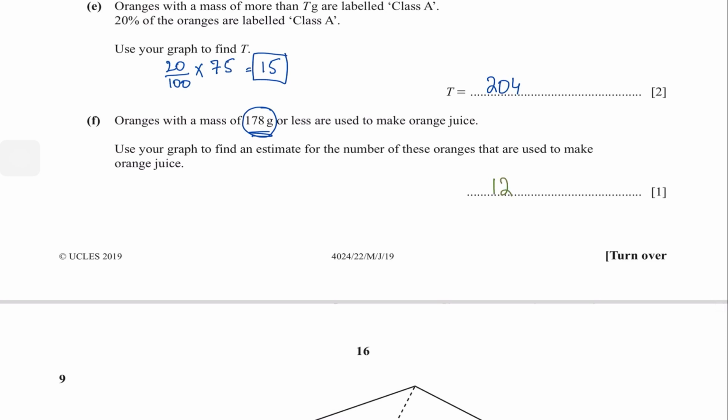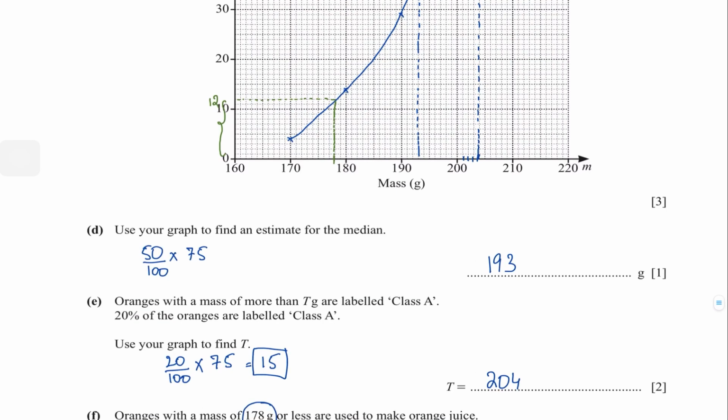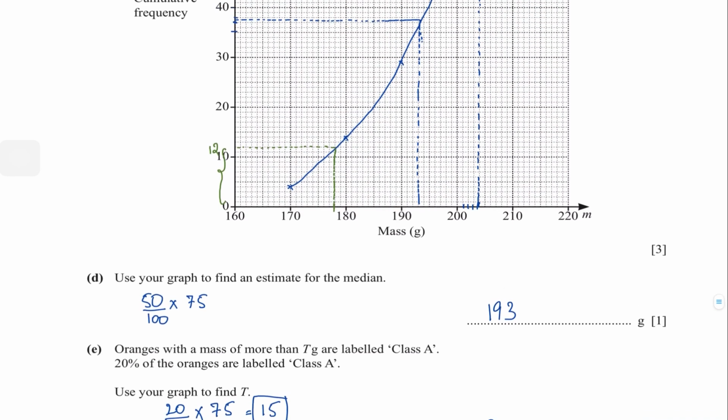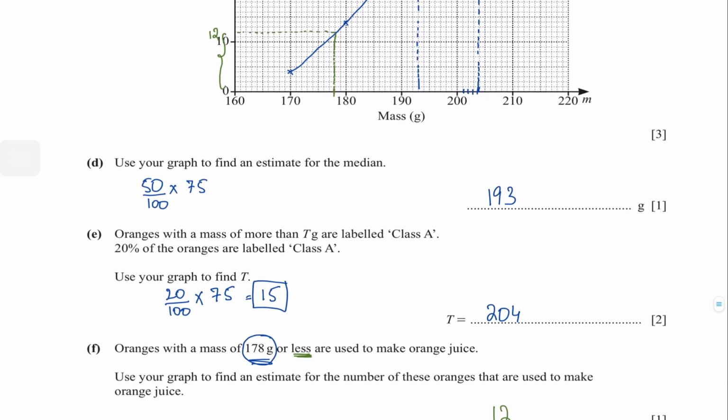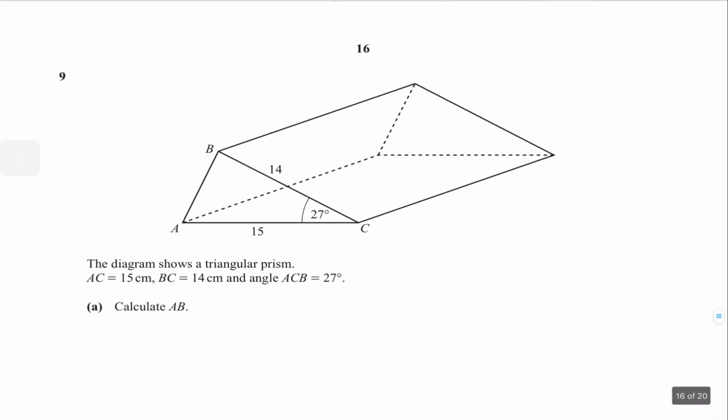So that's what my answer is going to be. And the reason why I chose 12 and I did not subtract 12 from the total frequency is because the question said 178 grams or less. So we can see that this right here is basically the number of oranges that are either 178 grams or less. Had it been more than 178, what we would have done is taken 12 and subtracted it from 75. So that was question number 8.